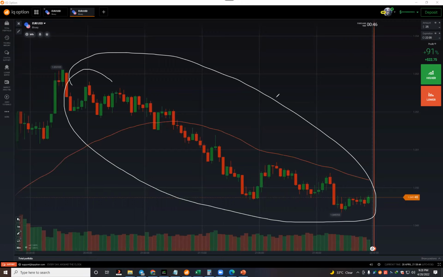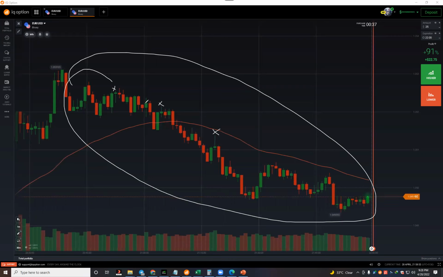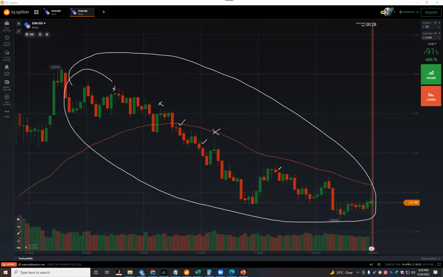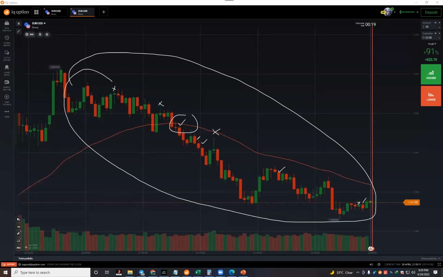For example, this continuation sign fails. This continuation sign fails. These trades fail. This continuation sign wins. And this continuation sign wins. And then this continuation sign wins. And then this is a failure. But on the first article, it's a win, right? So which trades are winning? In the direction of the trend.